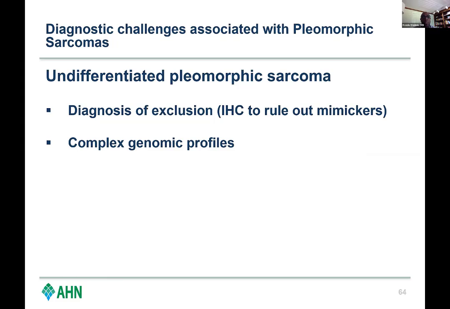UPS, like implied in the name, shows no line of differentiation. So if you perform a panel of immunohistochemical staining, they should be negative. In fact, UPS is a diagnosis of exclusion. We have to rule out all the mimickers. If it's a retroperitoneum, we have to make sure it's not a dedifferentiated liposarcoma. If it's extremity, superficial soft tissue, we have to make sure it's not a metastatic sarcomatoid carcinoma. Like pleomorphic rhabdomyosarcoma, they're characterized by a complex genetic profile.